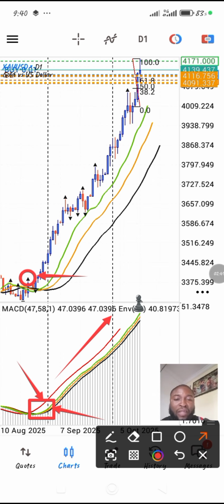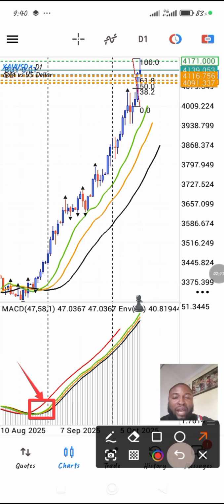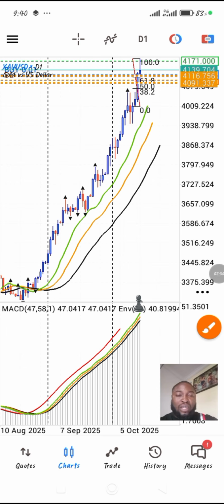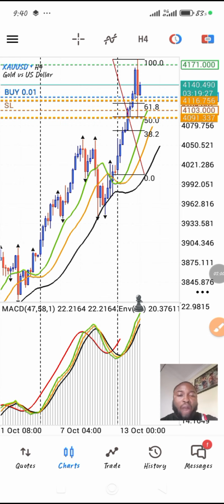and then you continue to ride the trade as long as this envelope keeps moving and is not touching the Alligator. You continue to hold your position. That is that on daily time frame. I'm going to show you on 4-hour time frame.